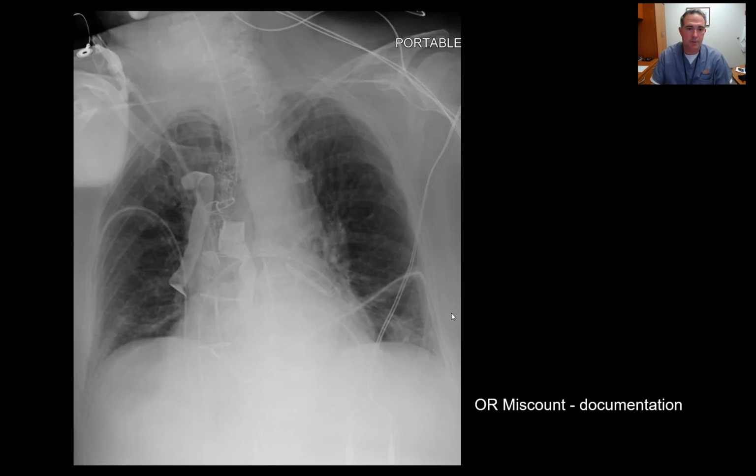OR miscounts. Sometimes you'll get a call, you'll see a film come over and it says OR miscounts, which means this patient's in the OR. They're not going to leave the OR, but they have their counts wrong. So it could be they have one less needle, they have an extra pair of scissors. So you want to know what these two things look like. These are Ratex, these little squiggly lines, and these are lap pads. You never want to see these inside a patient.